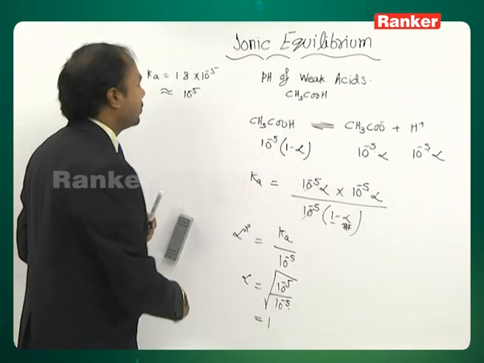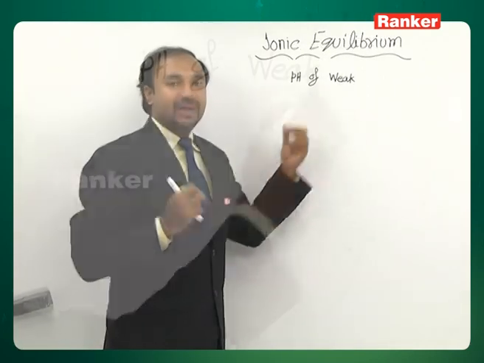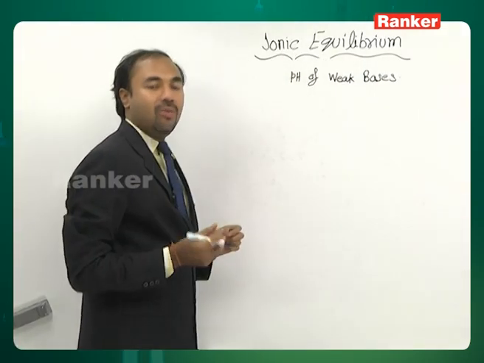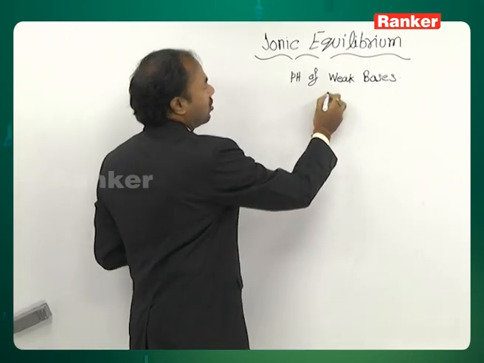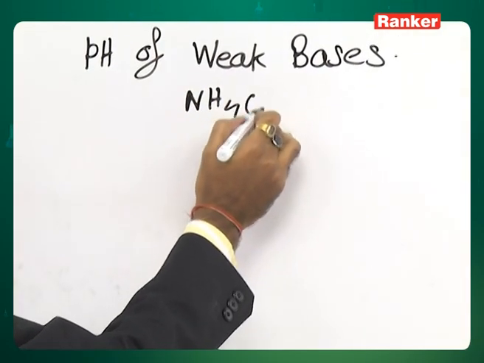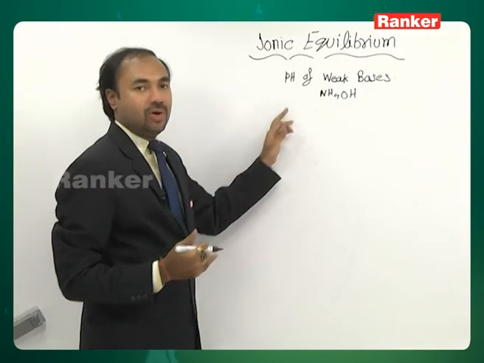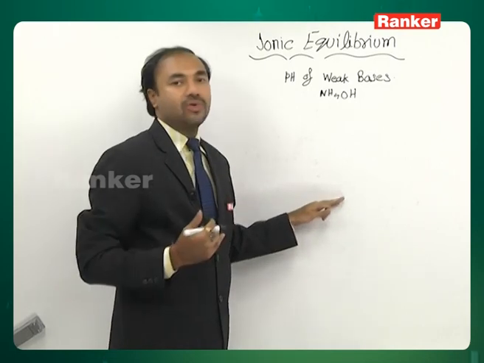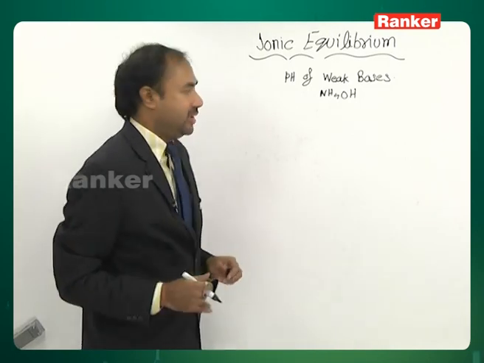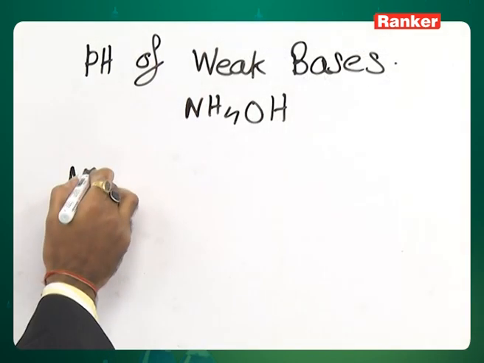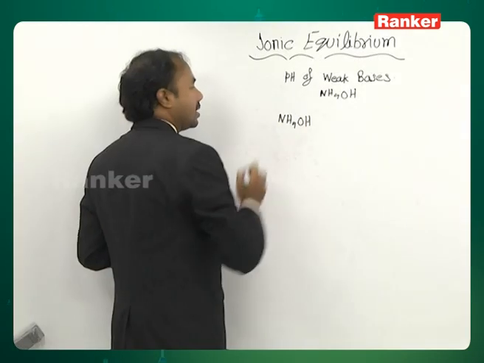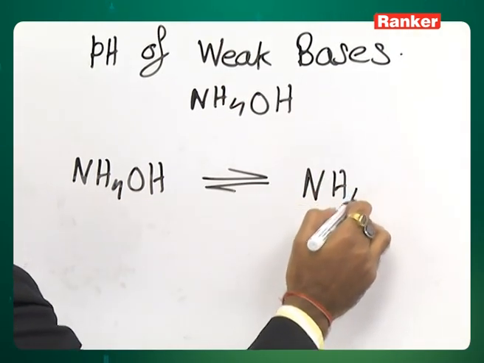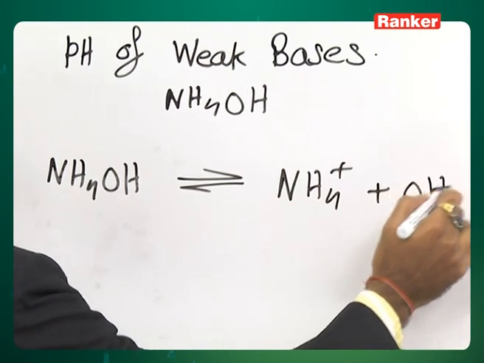Very quickly we will go through it. We will discuss now pH of weak bases. One of the examples of a moderately weak base is ammonium hydroxide. There is no difference basically in finding the pH of weak acids or weak bases. Exactly what we did for weak acid, similar thing we are going to do for weak base also. So quickly we will go through it. See, NH4OH establishes an equilibrium to give ammonium ion and OH minus ions.